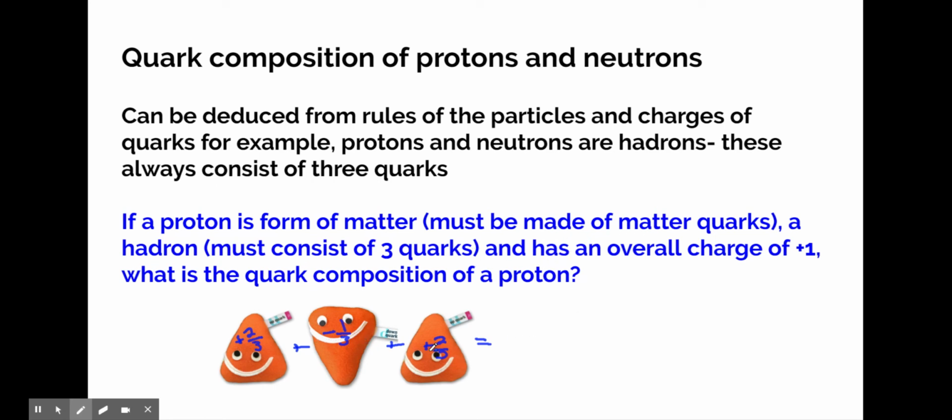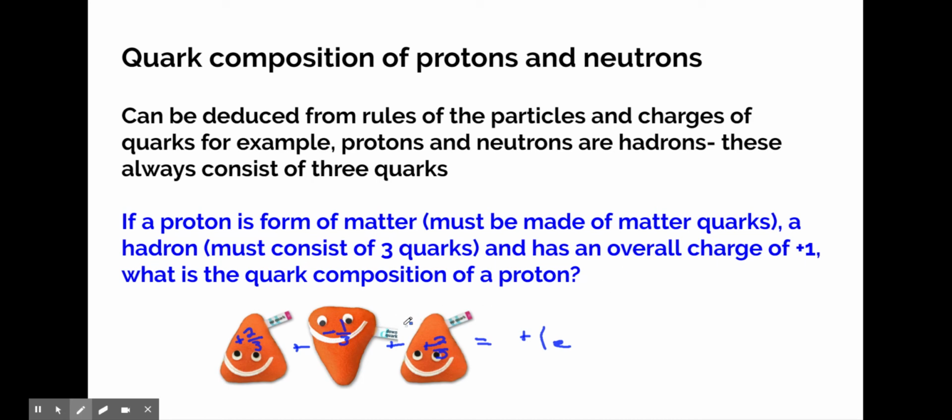It's got three quarks. They are all some combination of up or down. And when we put them together, we get a charge of +1, or 1 times the elementary charge. So I think we're safe to say that the quark configuration for a proton is up, up, down.